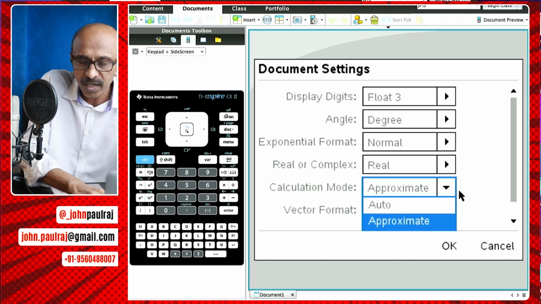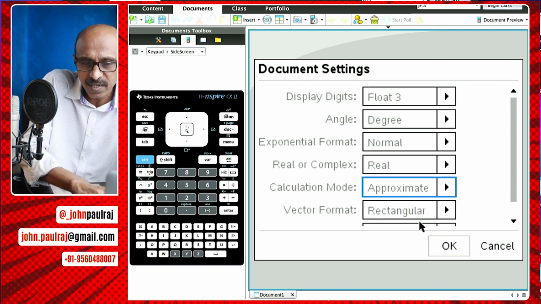Especially when you keep it on auto, it will give you exact values as a fraction, as opposed to approximate values, which is a decimal, all right? So I'll leave it on approximate right now. And sometimes you need to have even the exact values, all right? So I'm just going to keep it under these settings, and I'm going to say, okay.